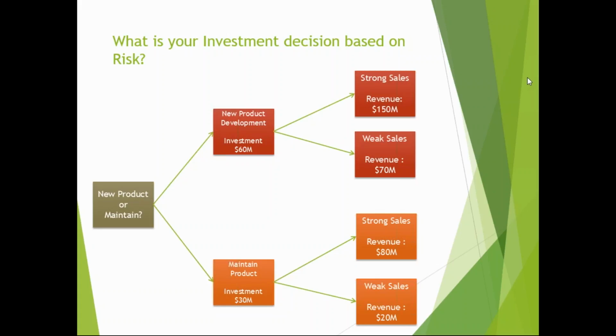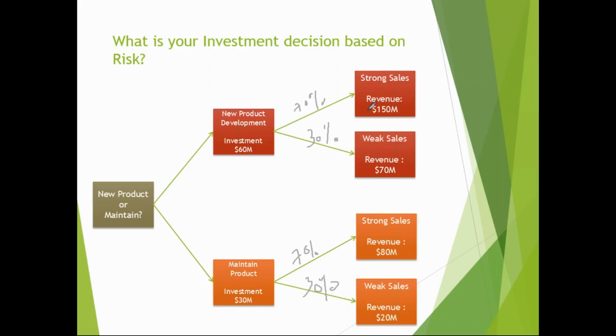Assume that the chances are 70% for this one, and 30% for weak sale. Again, for the new product as well, there is a 70% chance of strong sale and a 30% chance of weak sale, right? So these are your chances here.